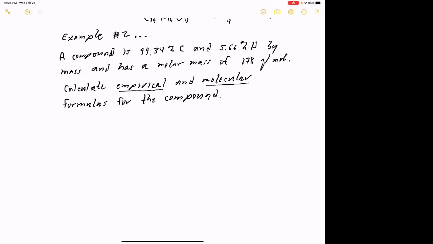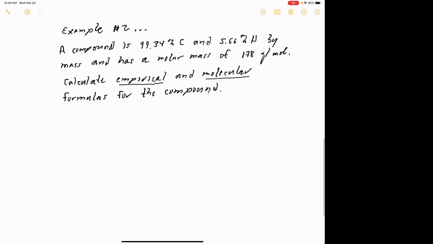Okay, so here's the deal. If I want to get to a molecular formula, I need 2 pieces of information about the compound. I need the empirical formula, and I also need the molar mass of the compound. As we're going to find out, if I have those 2 pieces of information, I can get to the actual or molecular formula of the compound. So we're going to see how to do that. Let's start with the empirical formula because we already know how to do that.